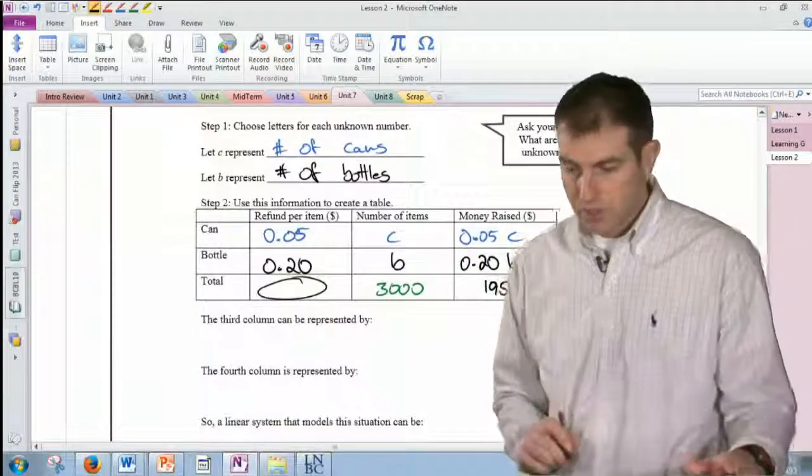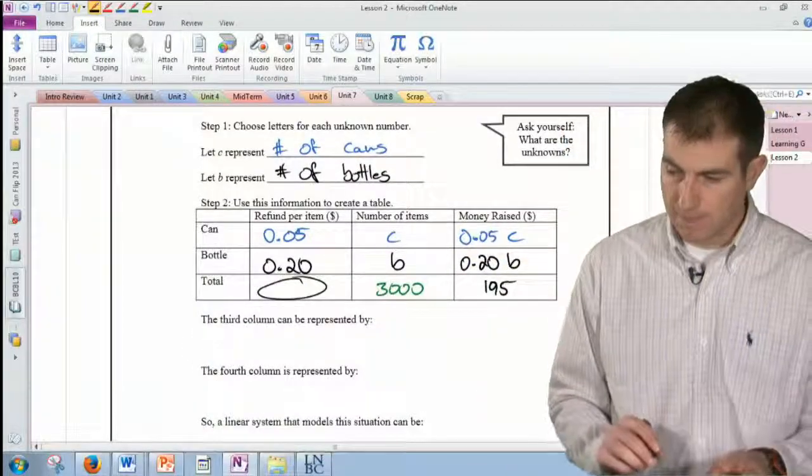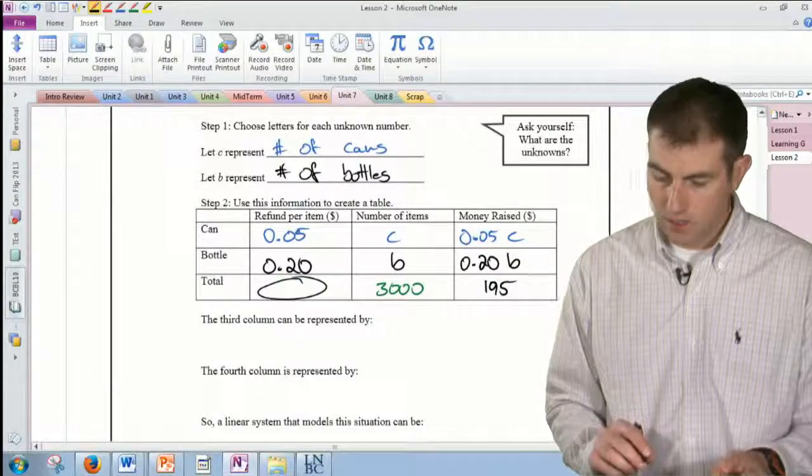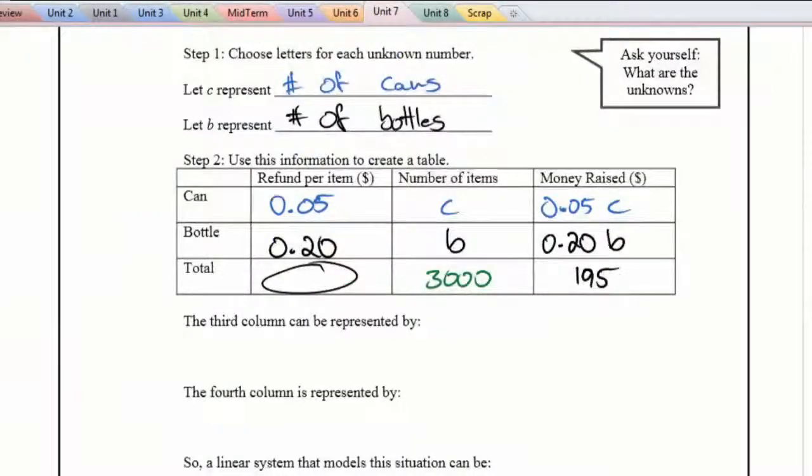So the third column can be represented by taking the number of cans. This is just the information from the question. So we know that if we take the number of cans and we add the number of bottles to it, we end up with 3,000 because we collected 3,000 items.